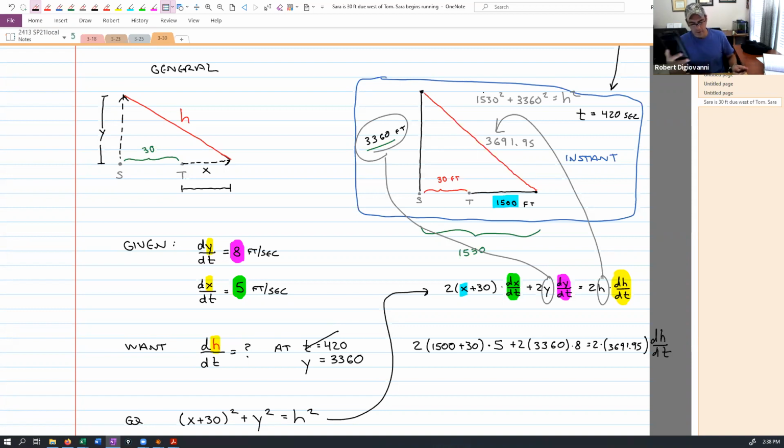If all my math is right, all my arithmetic, I'm getting approximately 9.35 for dH/dt. That's going to be 9.35 feet per second. Feet because h is a measurement of distance. Distance in this problem is feet and time is in seconds. So at this point, their relationship is growing apart at a rate of 9.35 feet per second.